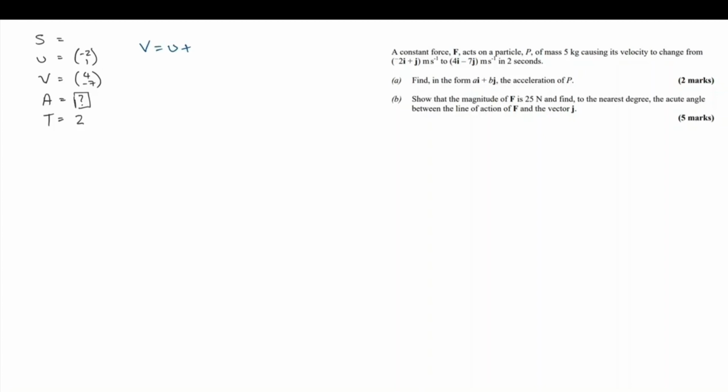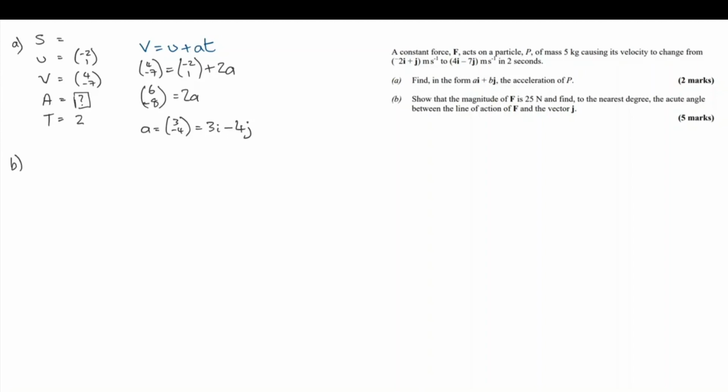The formula to use is v equals u plus at. We'll substitute in the vectors as they are, and we're rearranging to solve for a. We can subtract u from v, and we get 6, negative 8. And then we can divide by 2 to get an acceleration of 3, negative 4. Once again, we're asked to keep this in ij notation, so we'll just write that as 3i minus 4j.